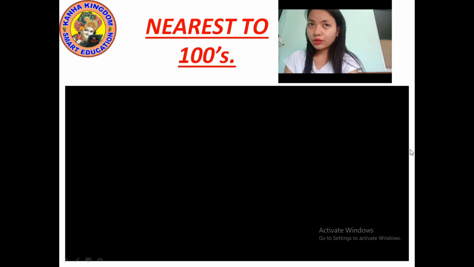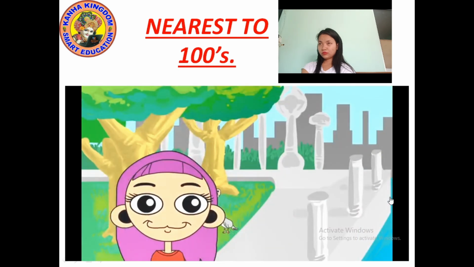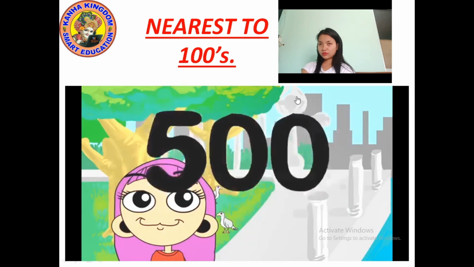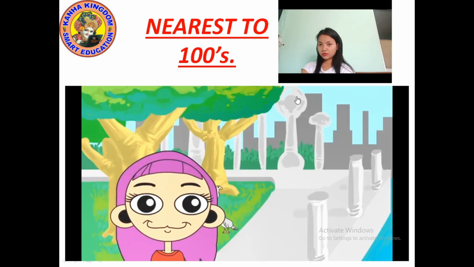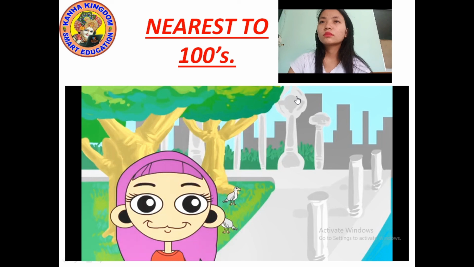Okay, now we are going to see one video clip of rounding numbers to the nearest 100. We use rounding when we want to estimate. Rounding gives us numbers that are easy to use, like 100, 200, 300, and so on. Rounding numbers helps you solve everyday problems where you don't need an exact answer. That's called an estimate.